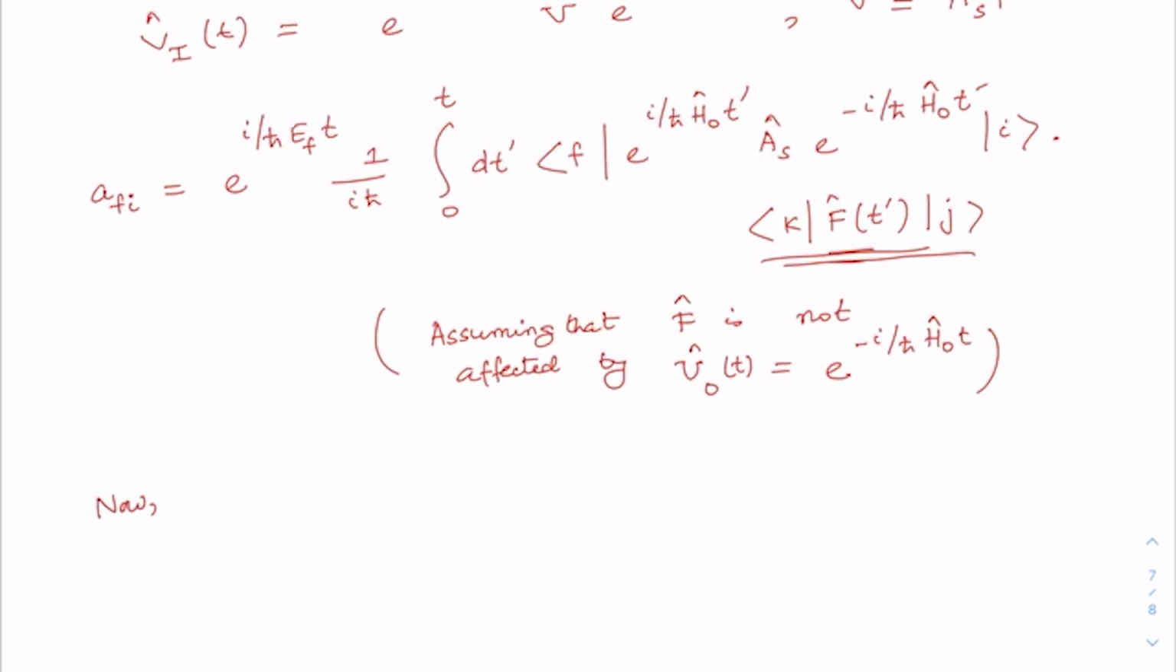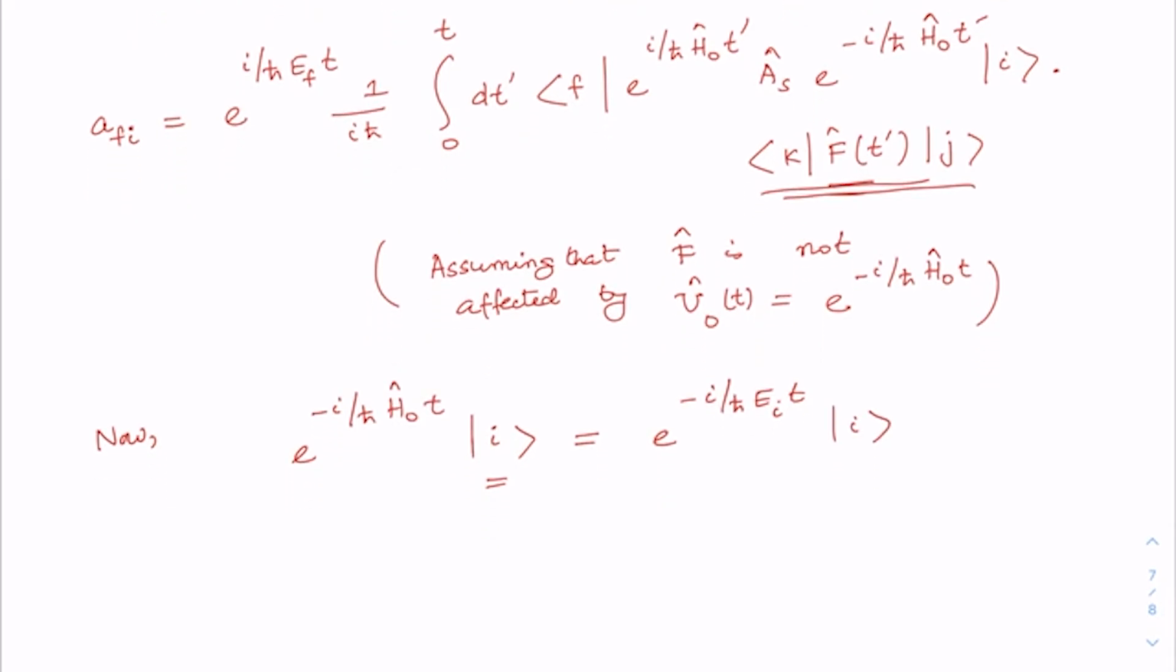Now, e to the power minus i by h cross H0 t, when it operates on the state |k, i>, we are going to get e to the power minus i by h cross E_i, the energy corresponding to the state |k, i>, t. This we know from our elementary quantum mechanics. Similarly, e to the power minus i by h cross H0 t, when it operates on |k, f>, we are going to get e to the power minus i by h cross E_f t, |k, f>.